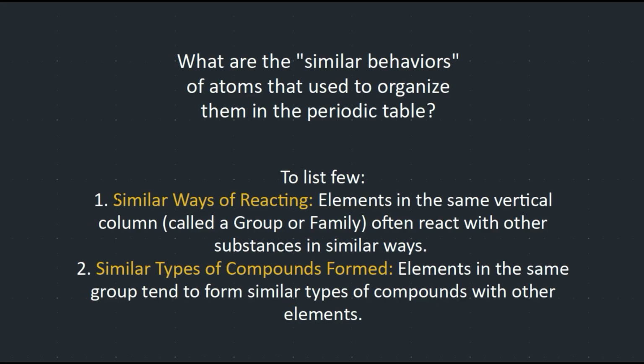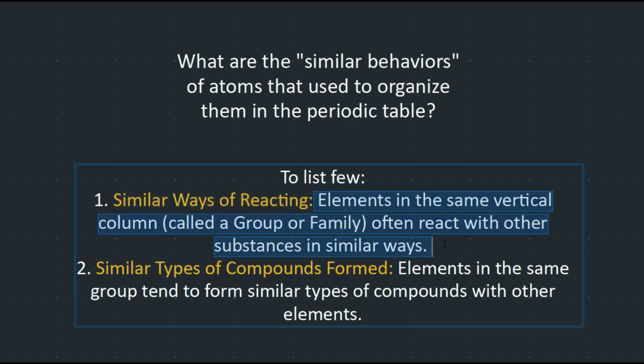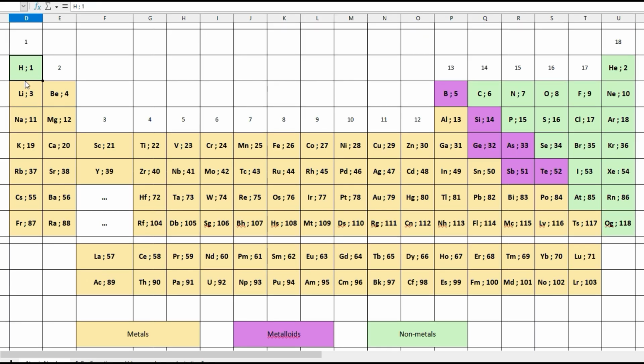The first is similar ways of reacting. Elements in the same vertical column often react with other substances in a similar way. We'll get to see a lot of examples of this. So they react similarly. Basically all of this, they react in a particular way. There's a particular pattern to it.